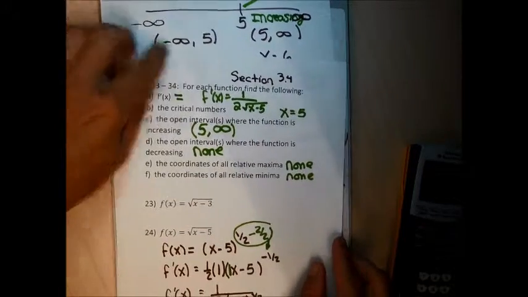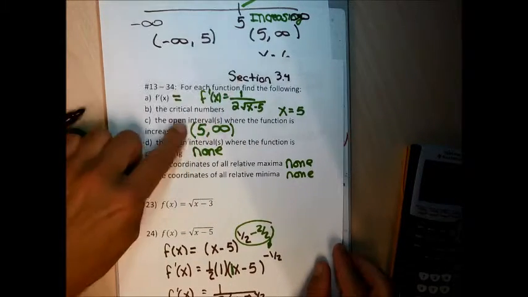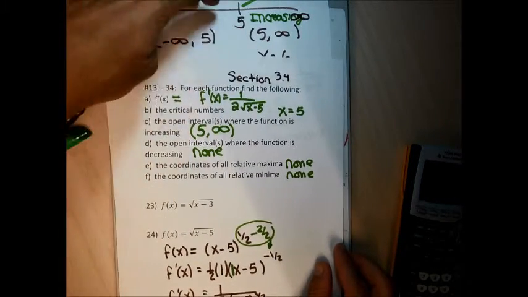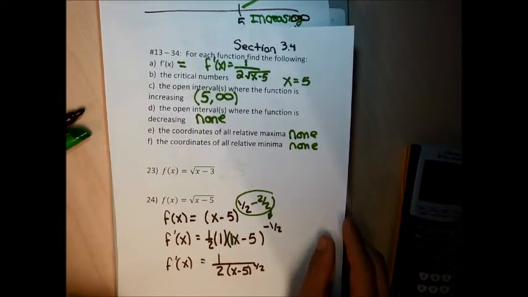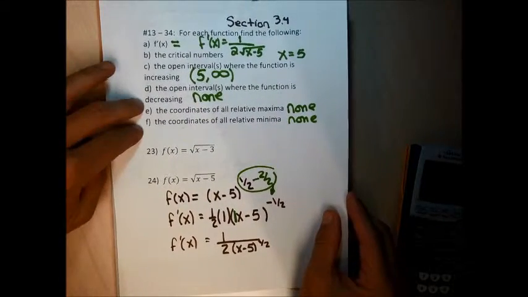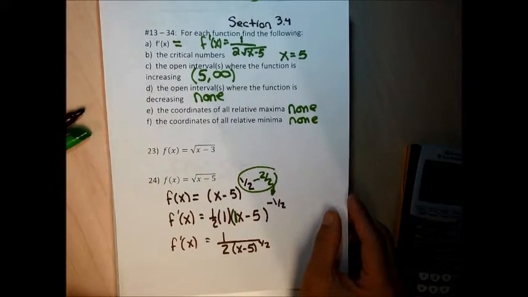So I can transfer this only answer that I came up with, that it's increasing from 5 to infinity. I don't have any down arrows because I didn't get any negatives when I plugged a number into the derivative. And because it doesn't change directions ever, I don't have any maximum or minimum points.